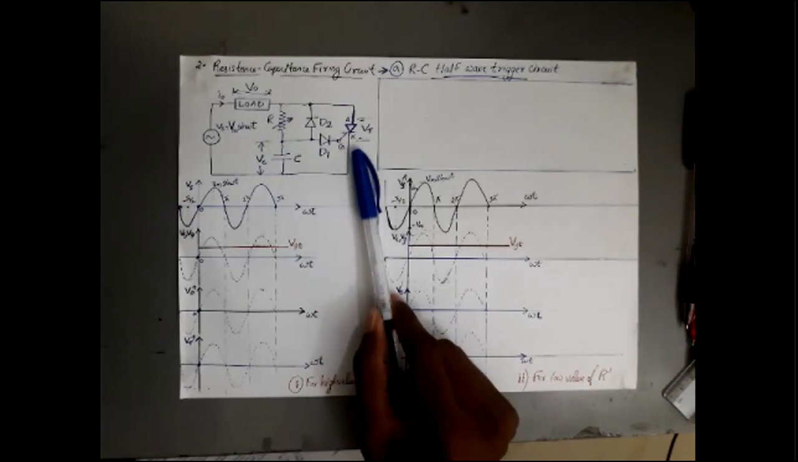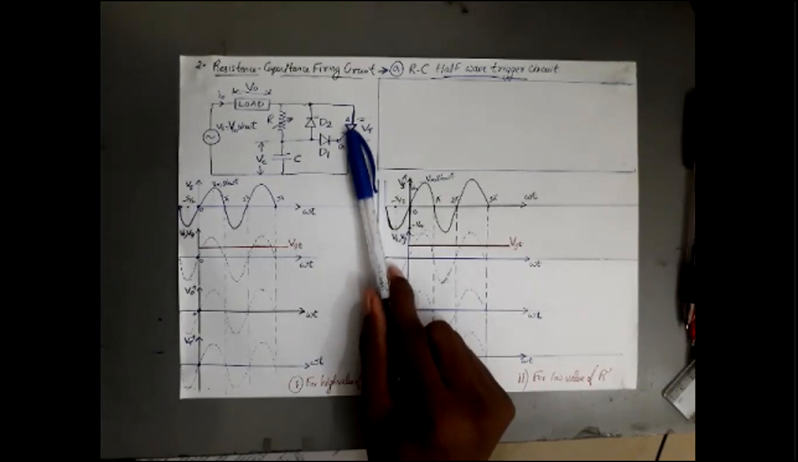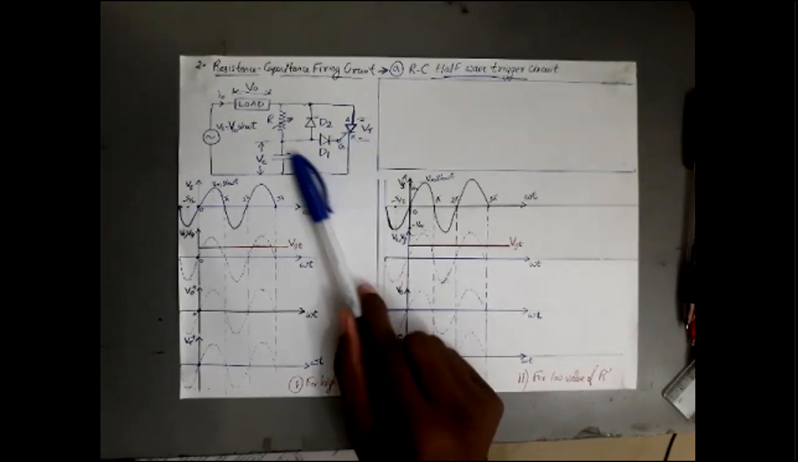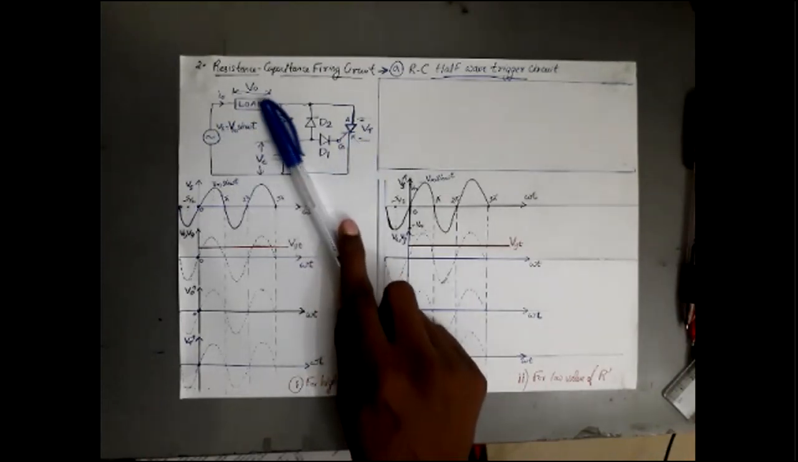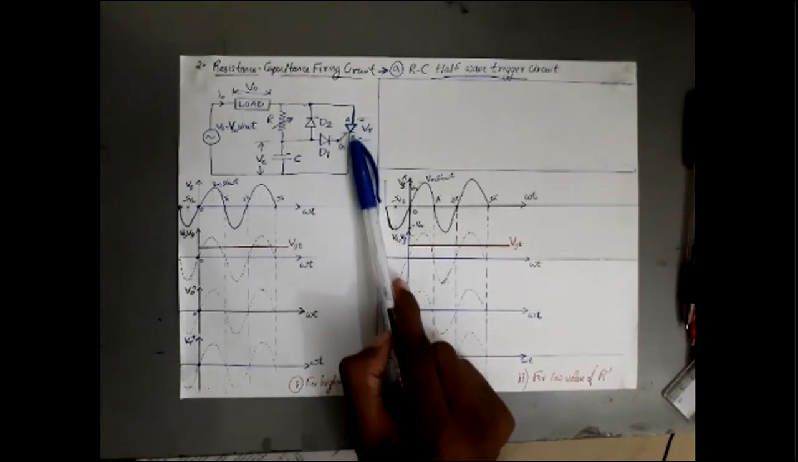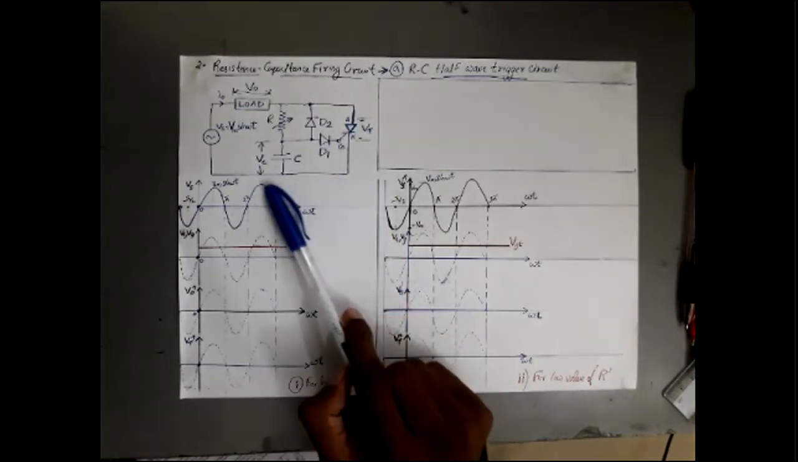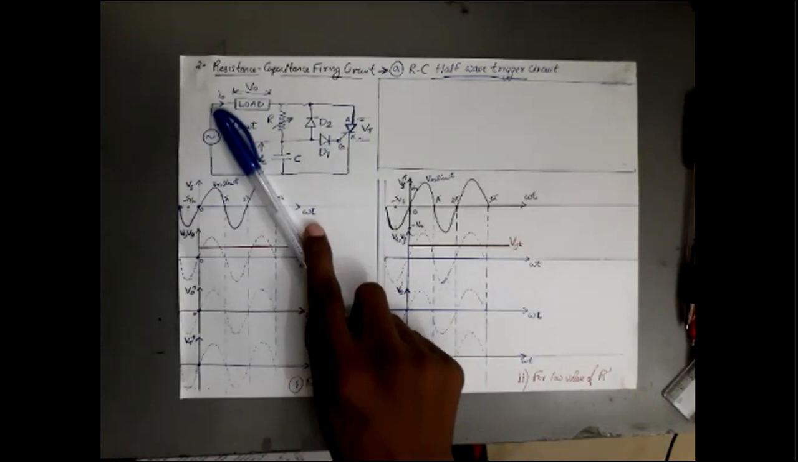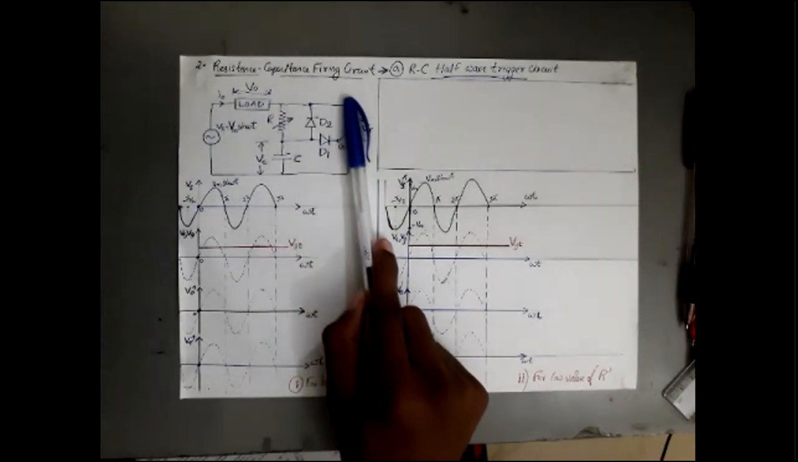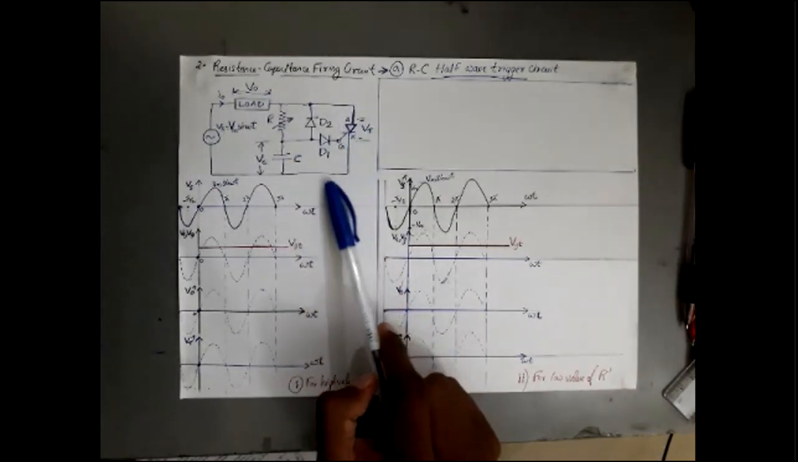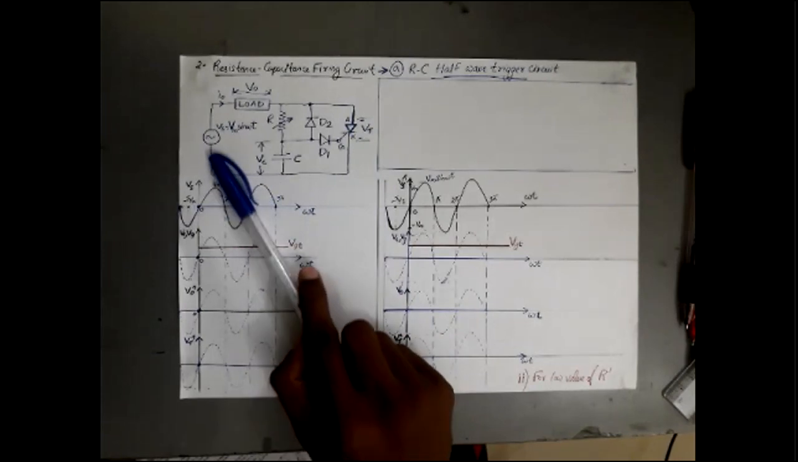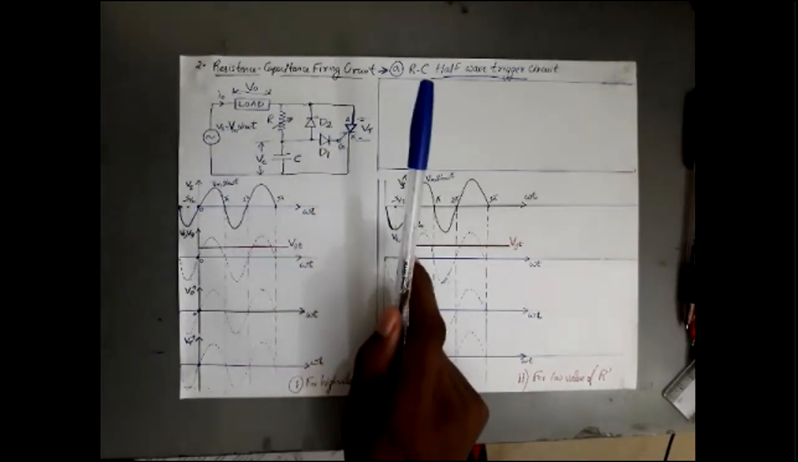Also, when my SCR starts conducting, what is the path of the circuit? During the positive half cycle, when the SCR starts conducting, my current takes the path from Vs through the load, through the SCR, and it goes back to the negative terminal of Vs. Hope it is clear for you.